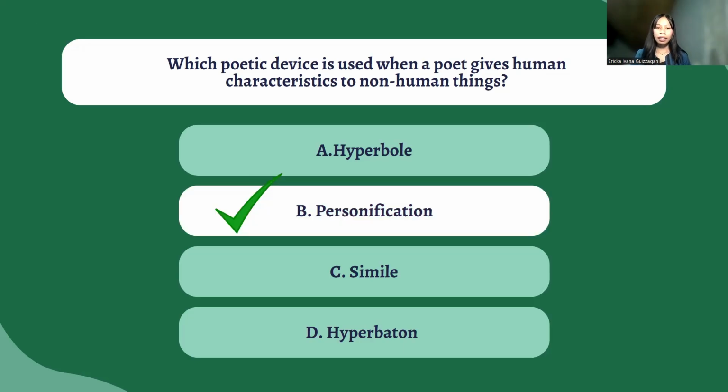Okay, so the correct answer is personification, because it is used when a poet gives human characteristics to non-human things. For example, the wave dances. The others are incorrect because hyperbole is used for extreme exaggeration. Simile is used for a comparison using the word like or as. And hyperbaton is unusual word order for emphasis.